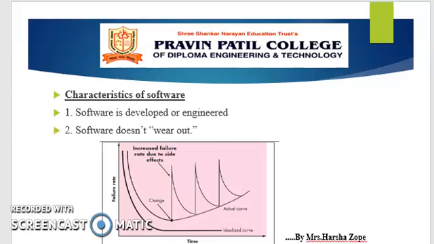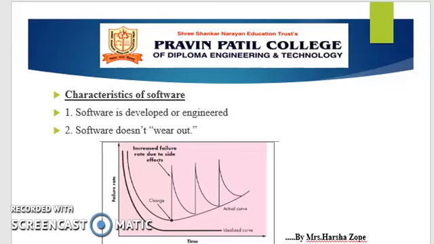Second characteristic is software doesn't wear out. Means what? As changes are made in a particular software, it is likely that some new defects will be introduced, causing the failure rate to rise. In the diagram, you can see the curve spike as shown in the figure. As you do some changes in a particular software, there may be chances that new defects will be introduced. This is the second characteristic.